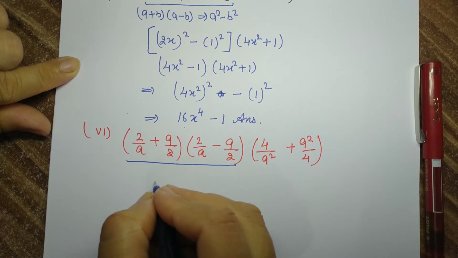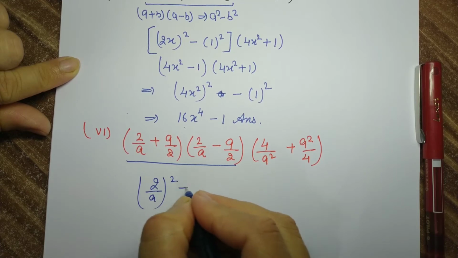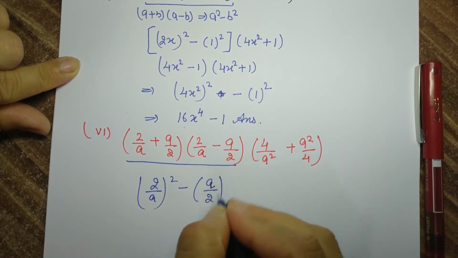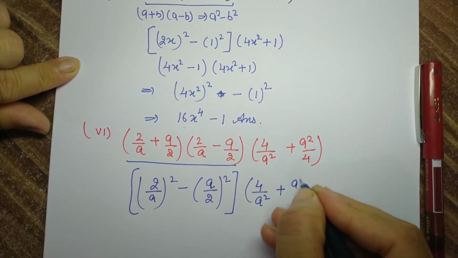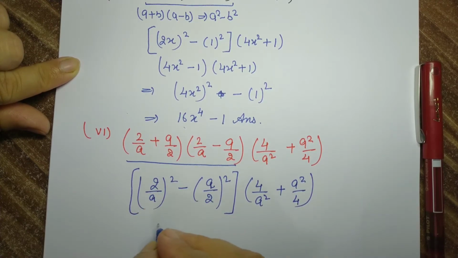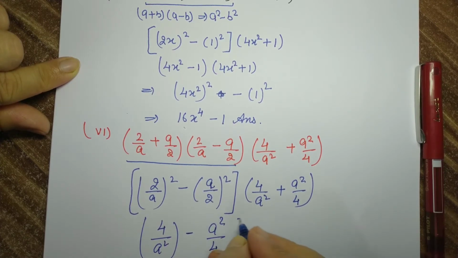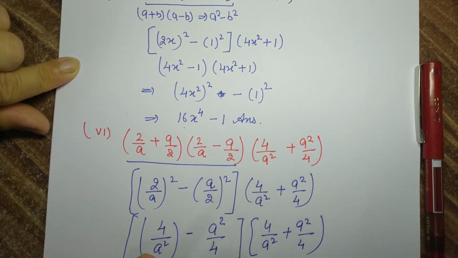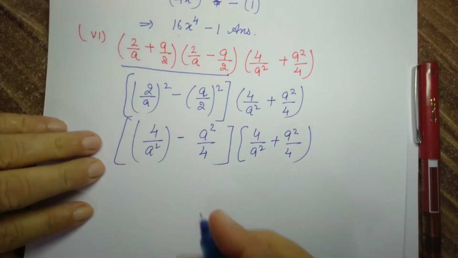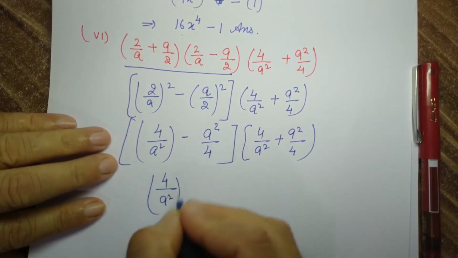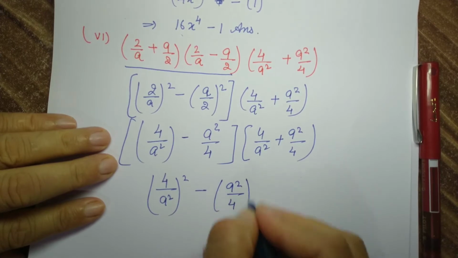So how to solve this one? a², that is (2a)², minus b², that is (a/2)². And the third remains as it is, 4a² + a²/4. So 2 squared is 4, giving 4a² - a²/4. Now again the same identity, (4a² + a²/4)(4a² - a²/4), a minus b and a plus b. Same, a² - b², so (4a²)² - (a²/4)².